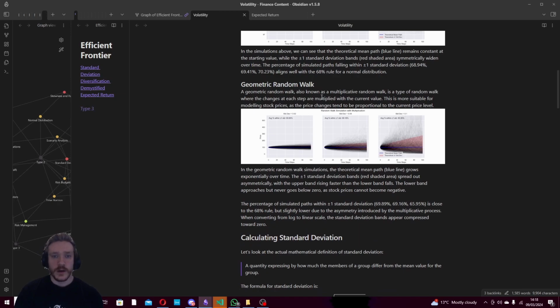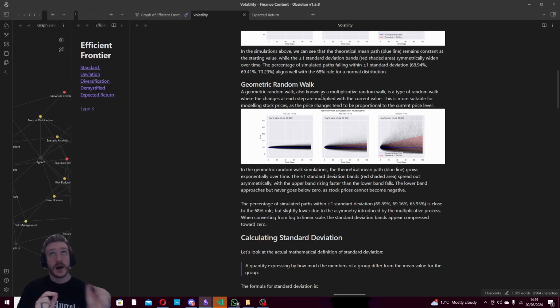Geometric random walk. This is the one that's actually a little bit closer to real stock movements. So in this one, it's multiplicative, not additive. It's a type of random walk where the change at each step is a multiplication by a growth factor, okay? The same sort of growth factors we talked about in the expected returns video. This is more suitable for modeling stock prices, right? This means that the current change is proportional to the current price, right?